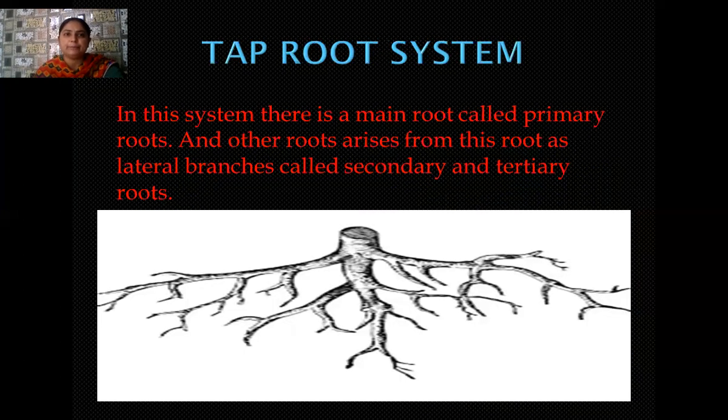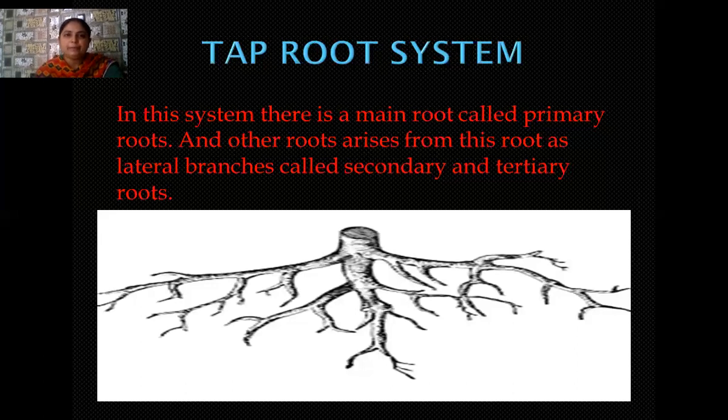Okay, students, the taproot system is visible to you. As I have already told you, in this system there is a main root, and that main root arises from the radicle, and this root is known as the primary root. From this primary root, as it is visible to you in the diagram, so many other roots arise as lateral branches. The roots which first arise from the primary root are known as the secondary roots, and later from the secondary roots, other lateral branches arise, and they form the tertiary roots.